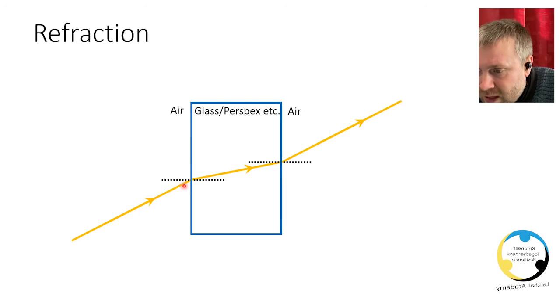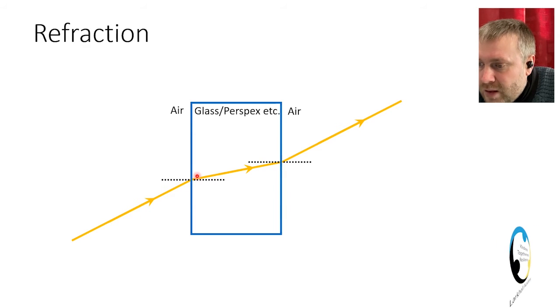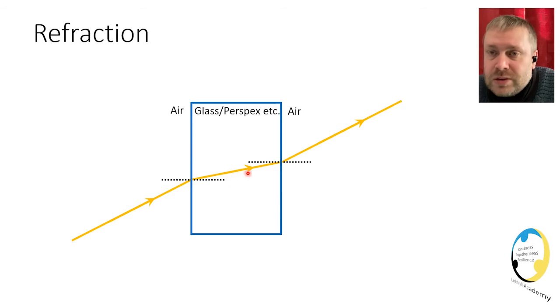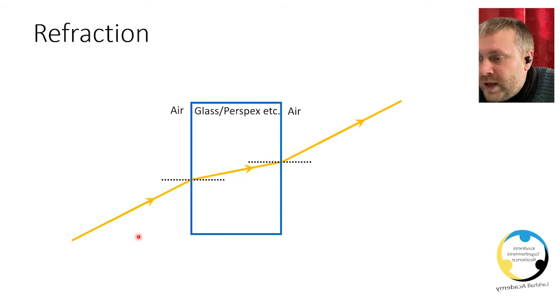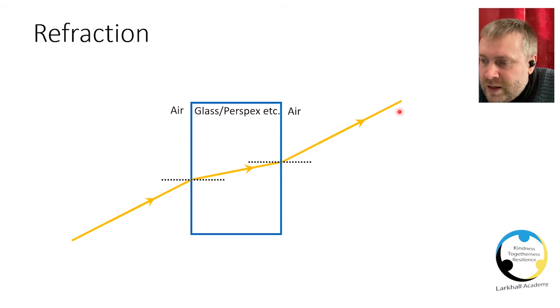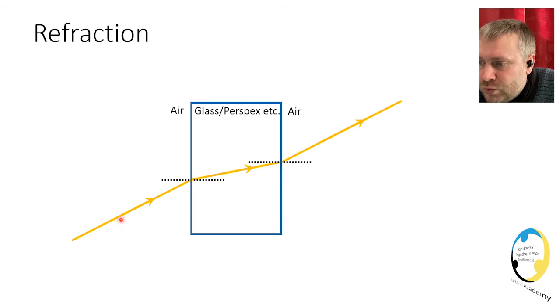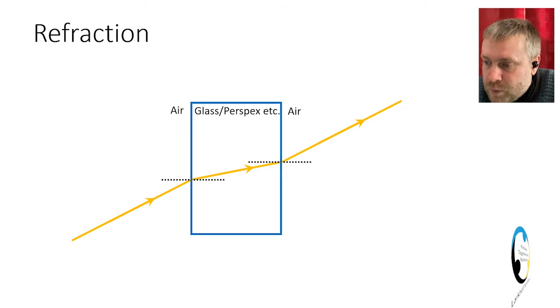And what we see is the ray of light comes in at an angle to the normal. As it enters the block, the ray of light bends towards the normal, and then as it leaves again, it bends away from the normal. It's important to notice, although it might be difficult to see in this diagram, that this ray of light here actually becomes parallel with this ray of light here. So it basically leaves the block travelling in exactly the same direction that it came in. It's just shifted over a little bit, okay?